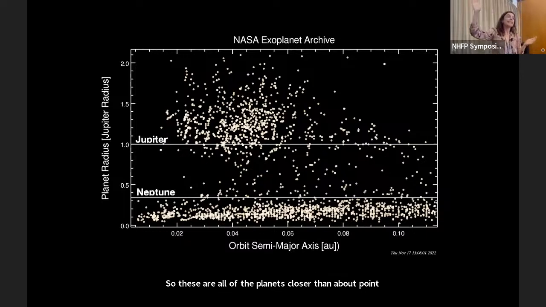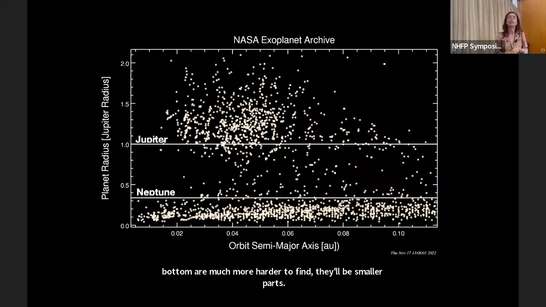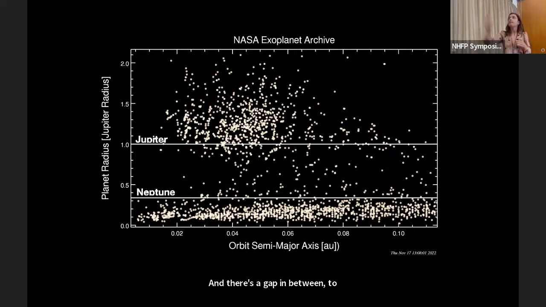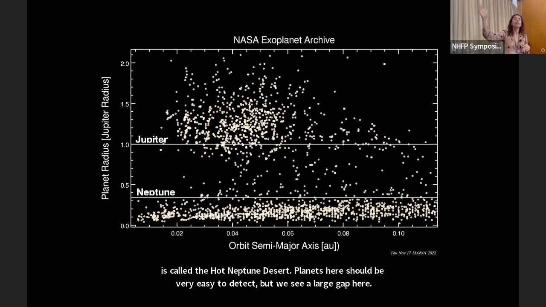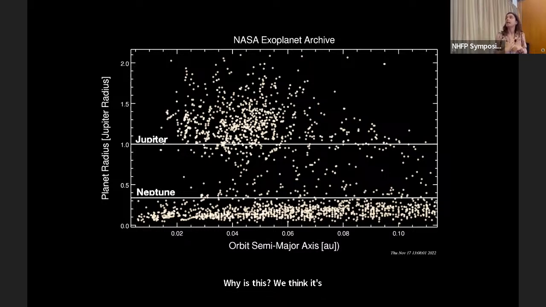The planets at the top are easy to find. These are the Jupiter-sized planets, and the planets at the bottom are much harder to find. They're these smaller planets. And there's a gap in between Jupiter and Neptune-sized planets at very close in distances. This is called the hot Neptune desert. Planets here should be very easy to detect, but we see a large gap here. Why is this? We think it's maybe the planets that are born here have their atmospheres stripped away.